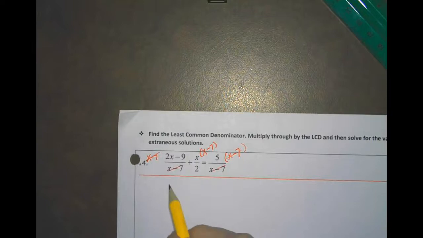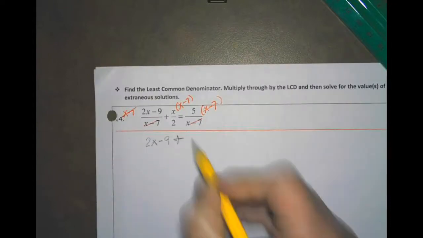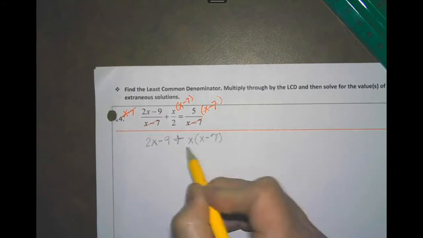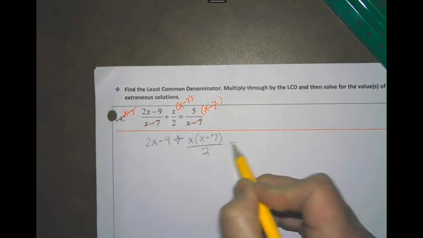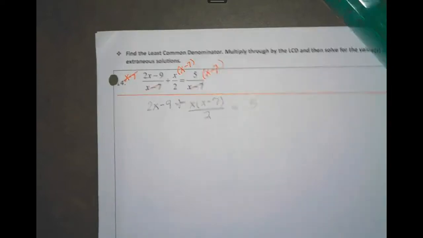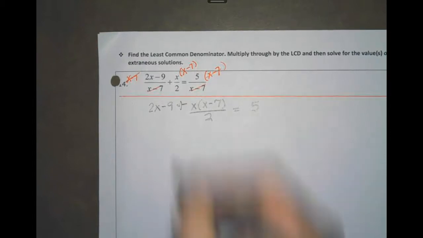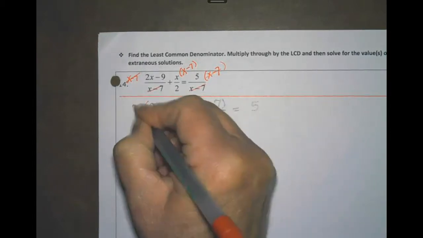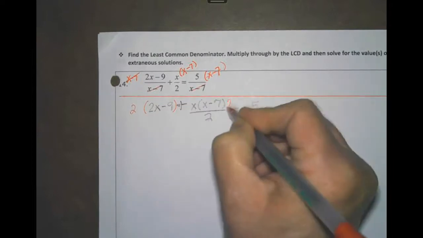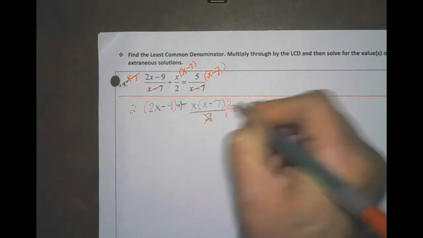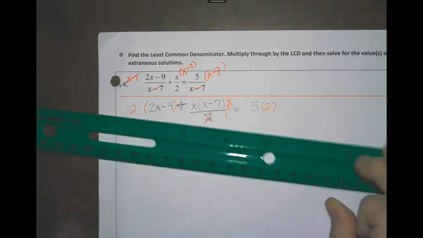The x minus 7's canceled, so I have 2x minus 9 plus x times x minus 7 over 2 equals 5. I still have a denominator of 2. So I'm going to multiply this first term by 2, and I'm going to multiply this by 2, and I'm going to multiply this by 2 to cancel out those 2's.